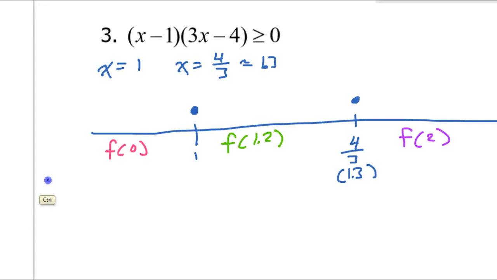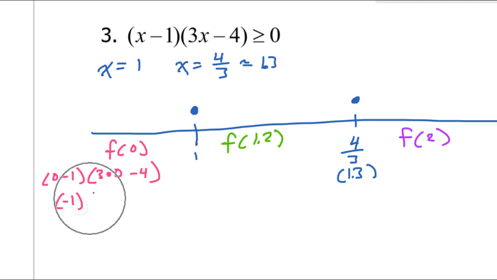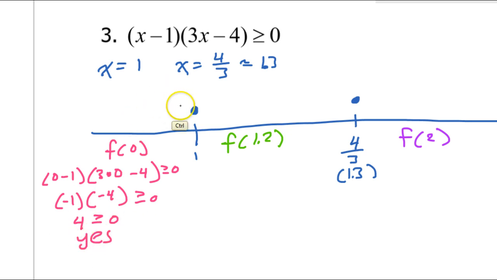All right, so at 0, I've got 0 minus 1 times 3 times 0 minus 4. So that's going to be negative 1 times negative 4. Oh, and I'm checking to see, is this greater than or equal to 0? Well, that'll be positive 4. So that's a yes. So that means I have solutions in this interval.